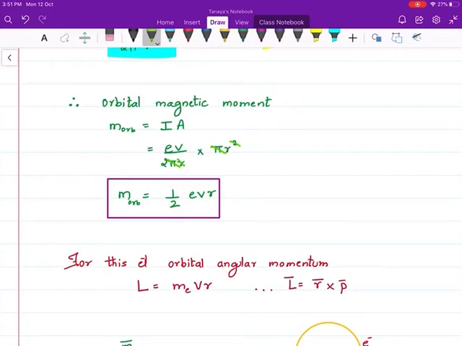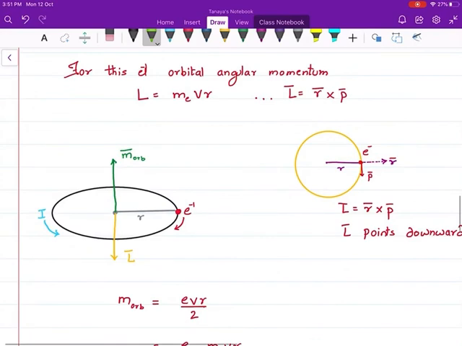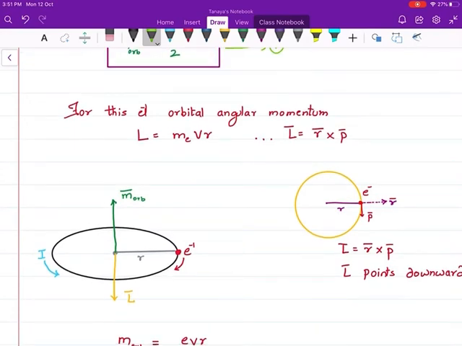What is this? This is M orbital, the magnetic dipole moment due to the electron revolving around the positively charged nucleus. So this is the equation that we have got, and this is an important equation. Now we want to write this equation in terms of the angular momentum, because it is seen that this magnetic dipole moment is dependent on the angular momentum. For this electron which we had seen earlier, what is the orbital angular momentum?